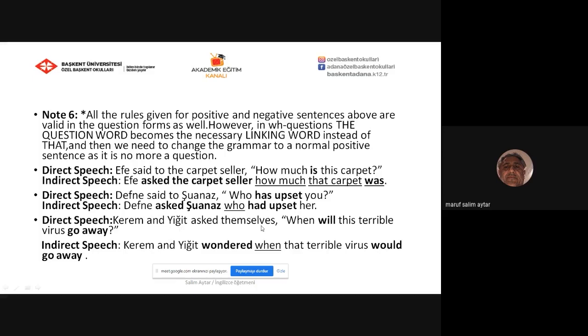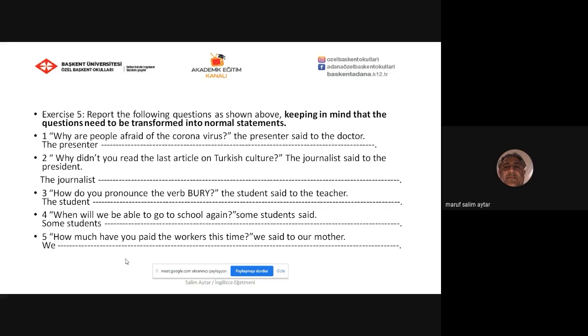Kerem and Yiğit asked themselves, "When will this terrible virus go away?" So Kerem and Yiğit wondered when that terrible virus would go away. When becomes the linking word, and that terrible virus is the subject. Exercise 5. Report the following questions as shown above, keeping in mind that the questions need to be transformed into normal statements, right? So try to answer them yourself.